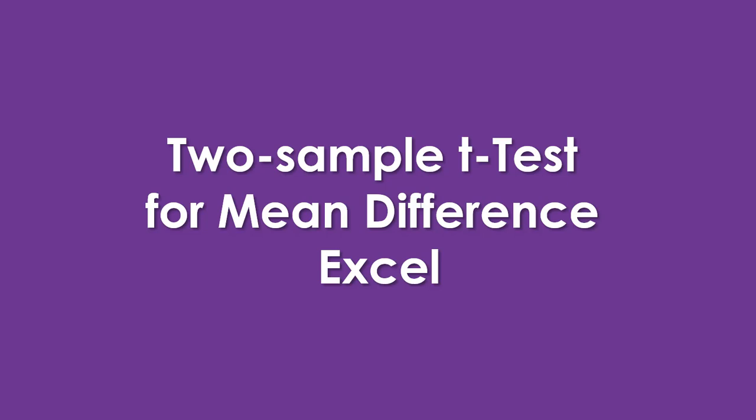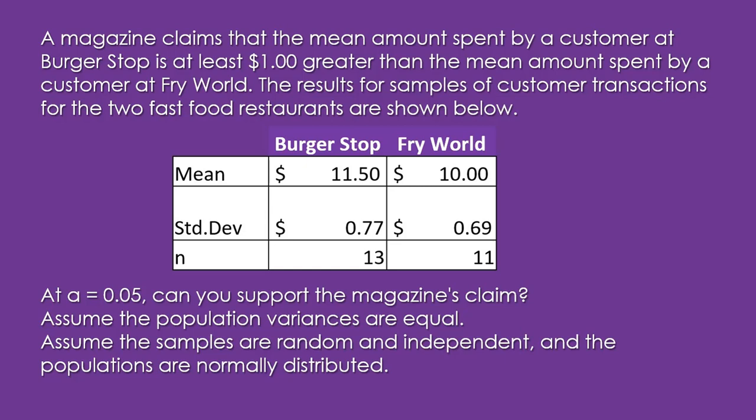This is a two-sample t-test for the mean difference between two samples, and we're going to do it using Excel. A magazine claims that the mean amount spent by a customer at Burger Stop is at least $1 greater than the mean spent by a customer at Fry World. The results of samples of customer transactions for the two fast food restaurants are shown below. At alpha of 0.05, can you support the magazine's claim?